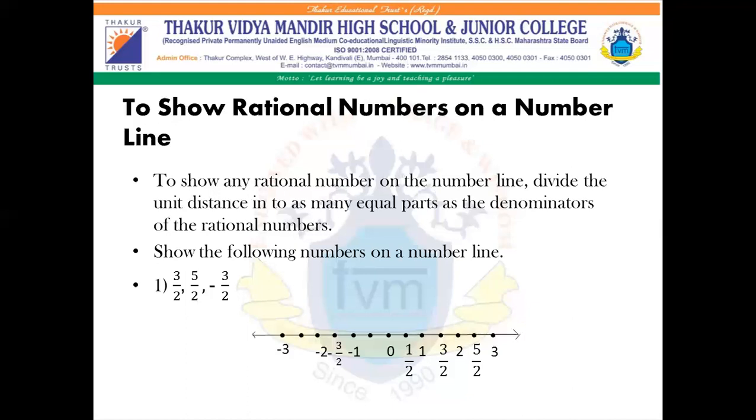To the right of 0, the first point shows the number 1 upon 2. The second point shows the number 2 upon 2, that is 1. And the third point shows the number 3 upon 2. Similarly, to the left of 0, the first point shows the number -1 upon 2, and the second point shows the number -2 upon 2, that is -1, and the third point shows the number -3 upon 2.